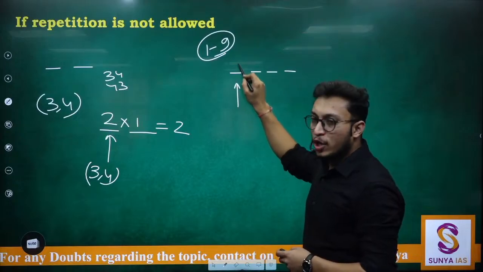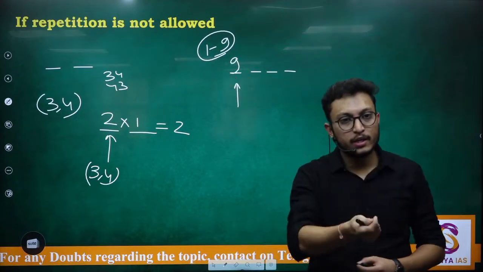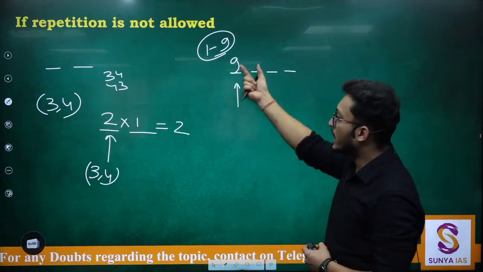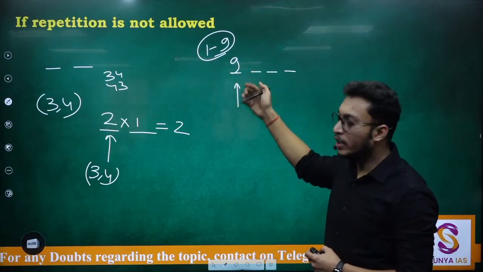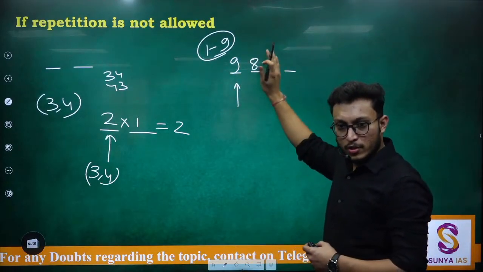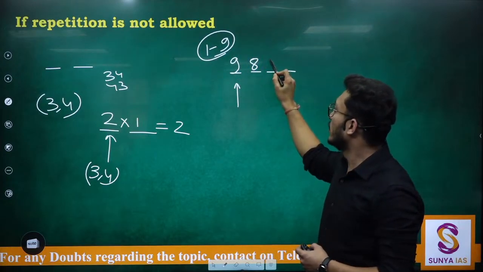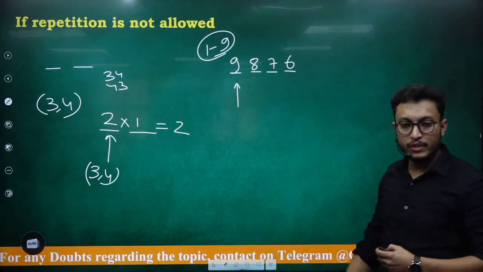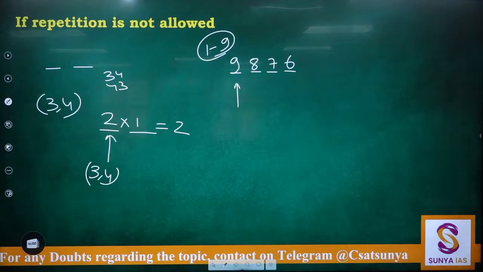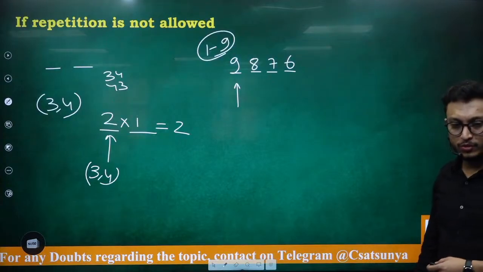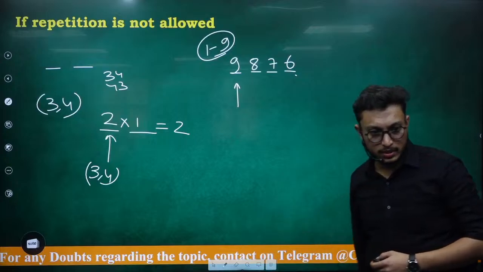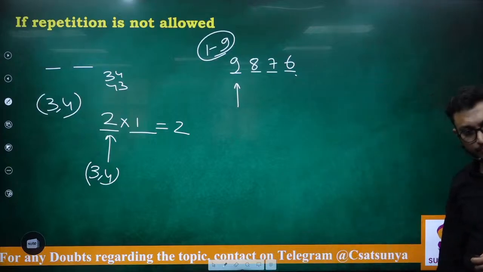So you have 9 options for this. You filled any of the digits from 1 to 9 here. Then moving to the next, you filled 2 digits. You are left with 7 digits. You are left with 6 digits. क्योंकि आपको 4 digit का ही number बनाना था ना. Fine.